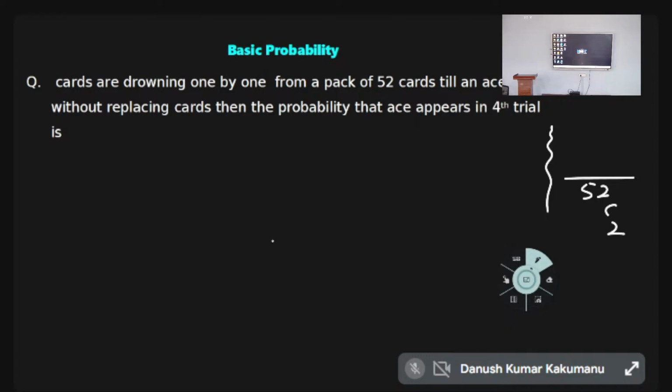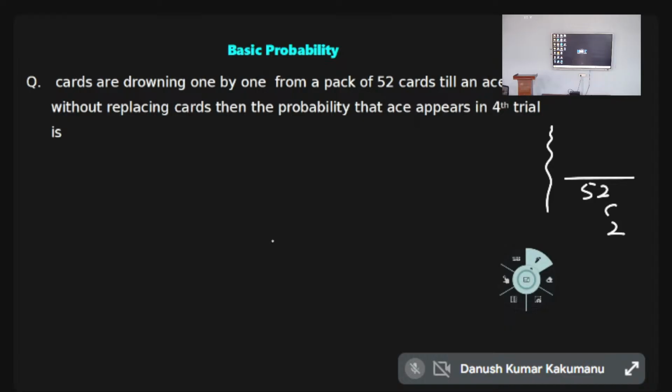Now you see the tail end of my question. We asked: the probability that the ace appears in the fourth trial. For which purpose is that person drawing the cards? To get an ace card. The ace must come in the fourth trial, which means he has to get a success in his fourth draw. Is the meaning like that or not?